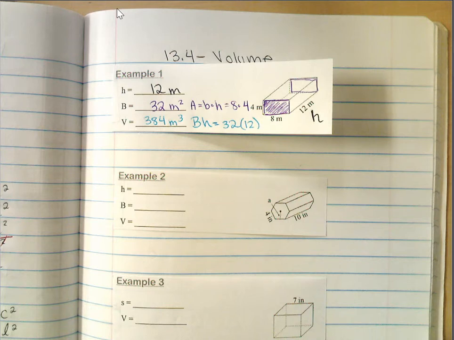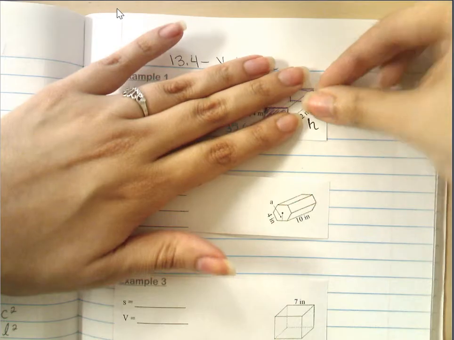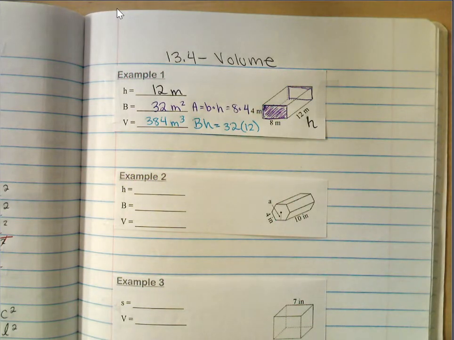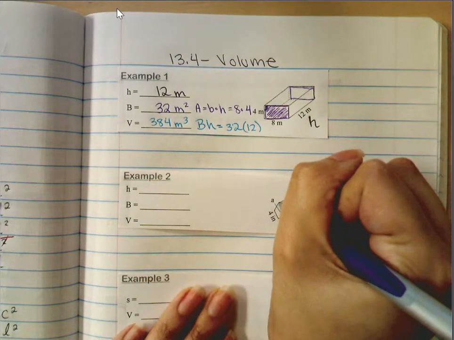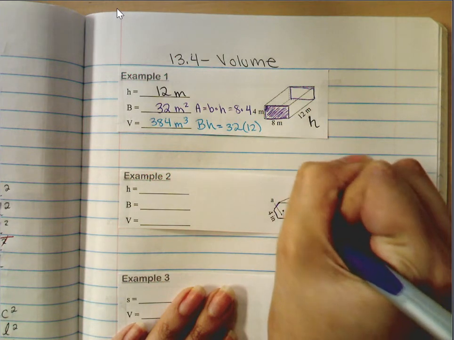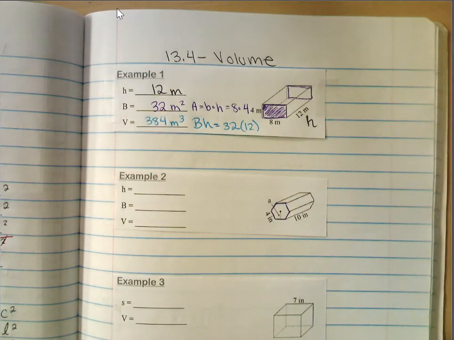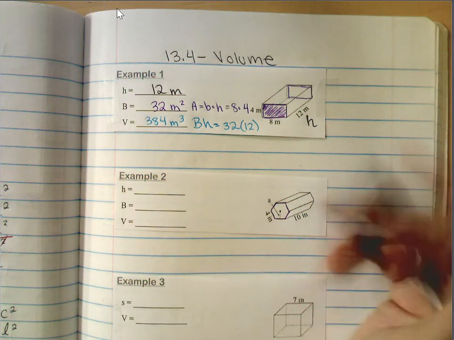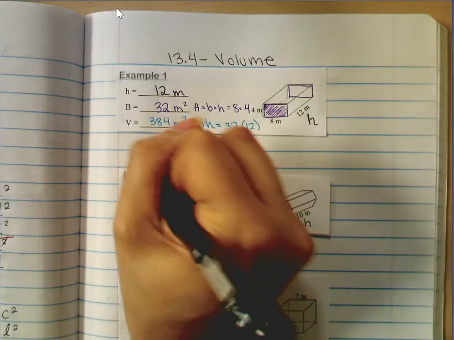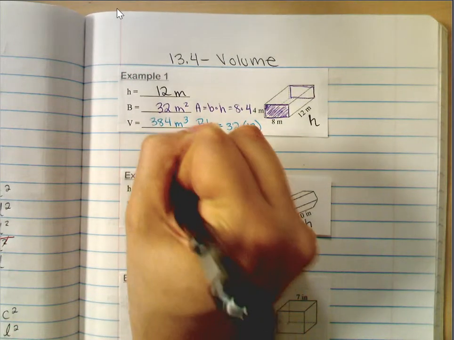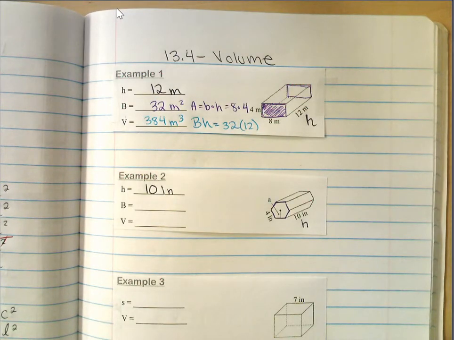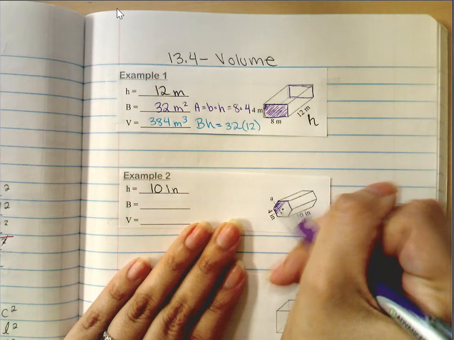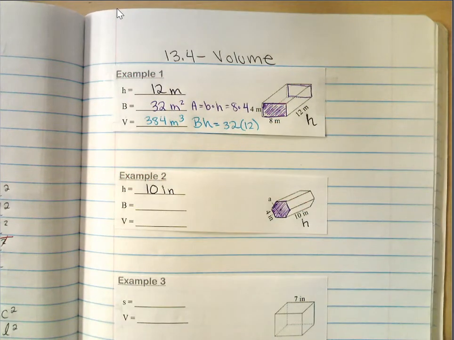Example 2 is a little bit different because I have a prism, but this time it's a hexagonal prism because the base is a hexagon. So for example 2, I'm going to outline my base. Here's my base. It's a hexagon. The distance between the front base and the back base is 10. That's my height. Now I want to figure out the area of the base. That's my base, so that's a hexagon.